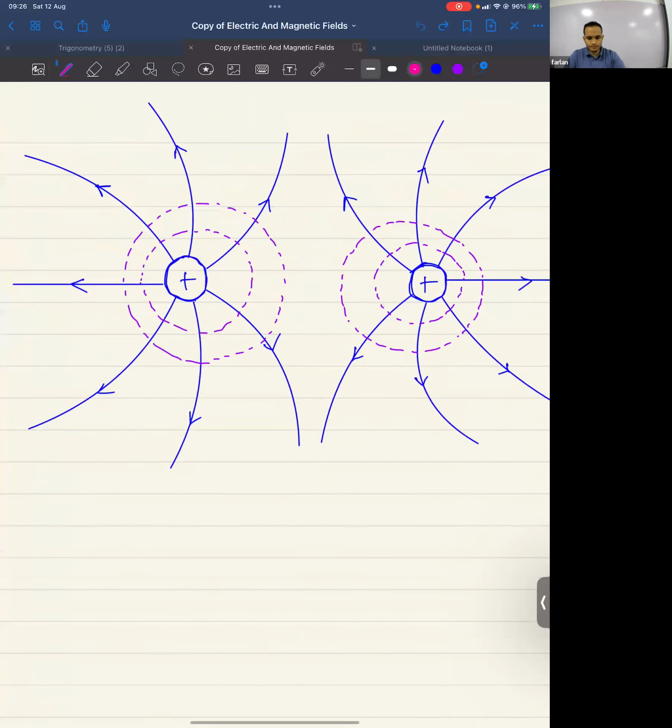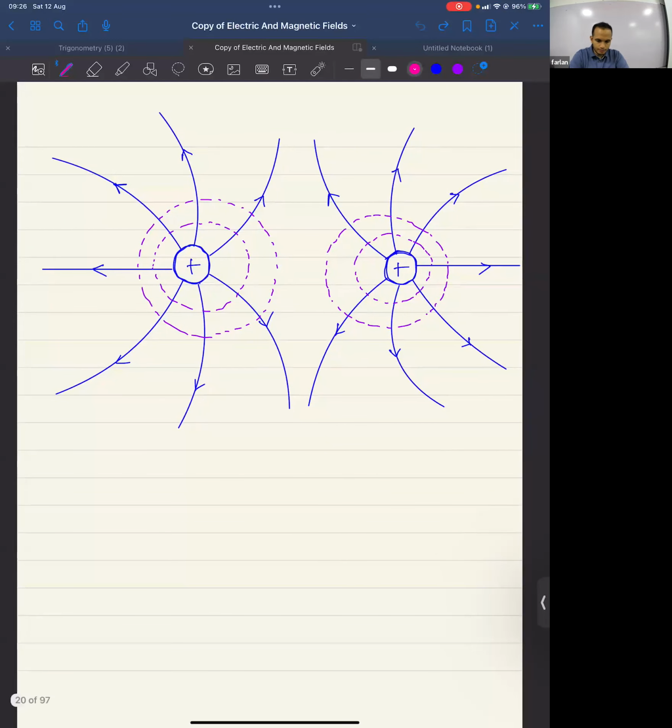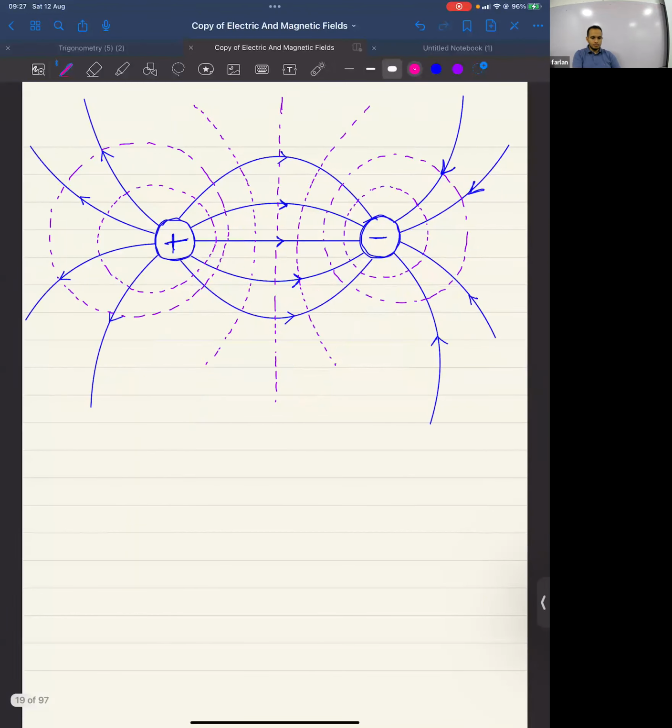Look at this one. If both charges are positive, and one thing about these electric field lines, when you're drawing, make sure two electric field lines will not cross each other. If you look at this diagram, you can see two field lines will not cross at any point. Okay, so check your diagram. You can't have any field lines which are crossing each other.